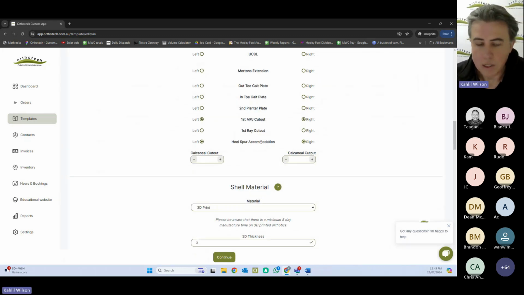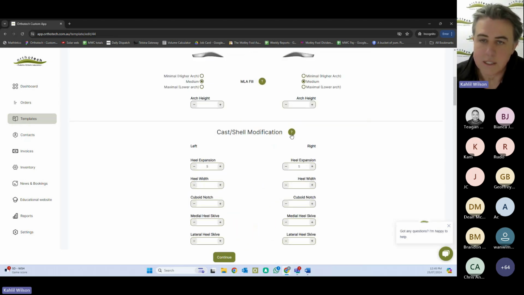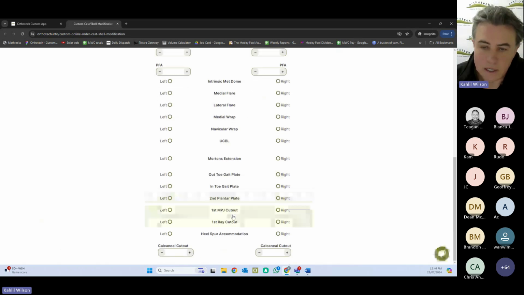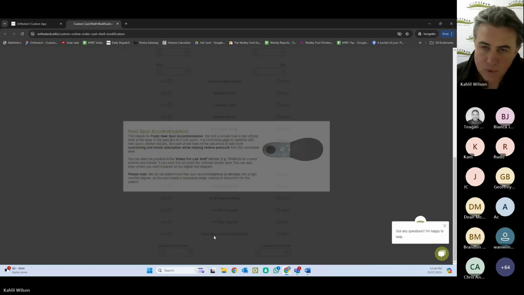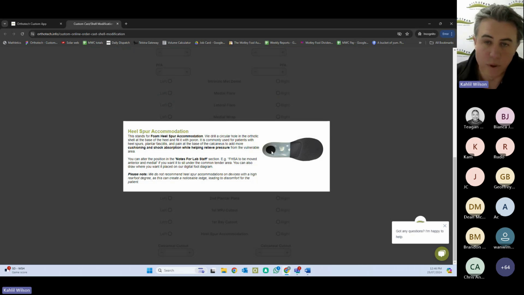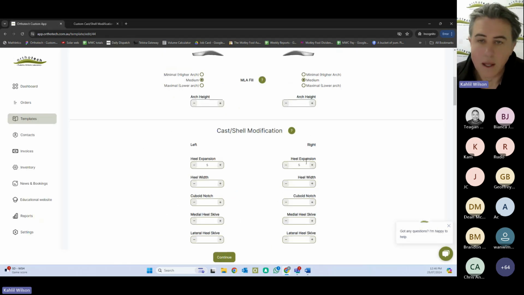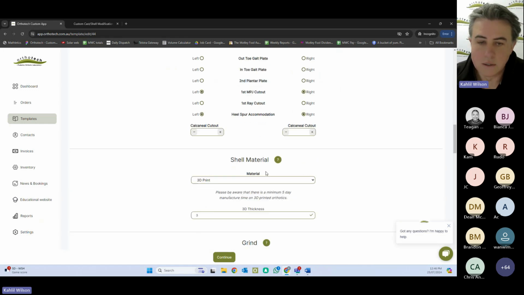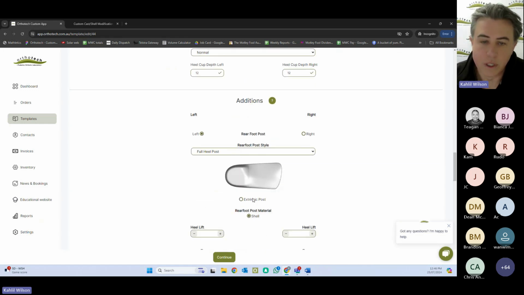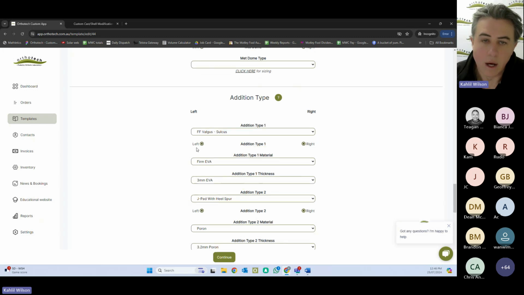Heel spur accommodation, and I'll get to that as we get a little bit further down. Essentially, what that is just a hole in the center of the orthotic, and we fill it with poron. So what we're trying to do is cushion that tender area where the heel spur is, but that tender area can change. It can be medial, lateral, or central.